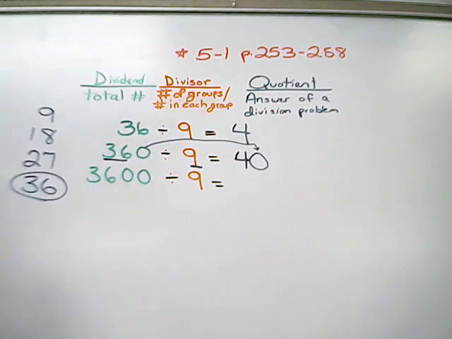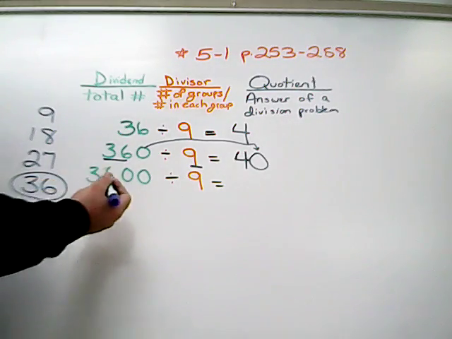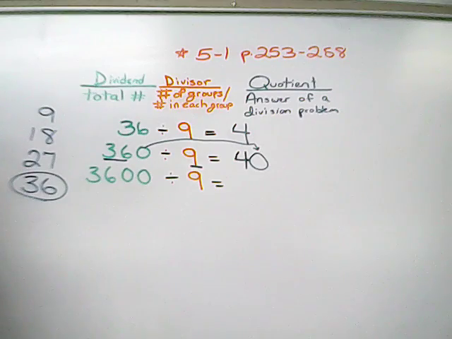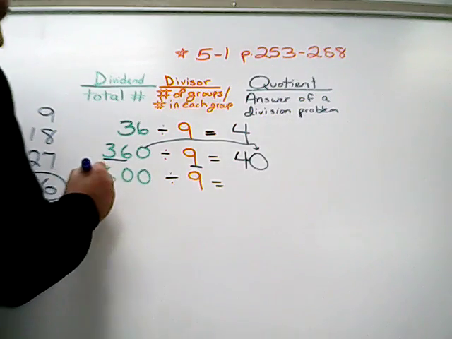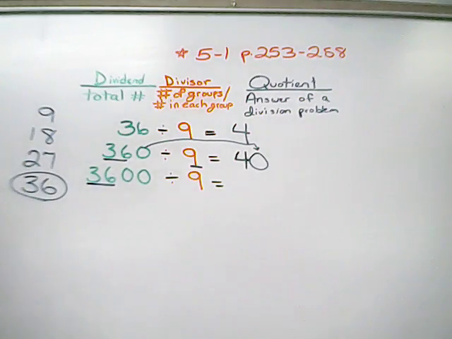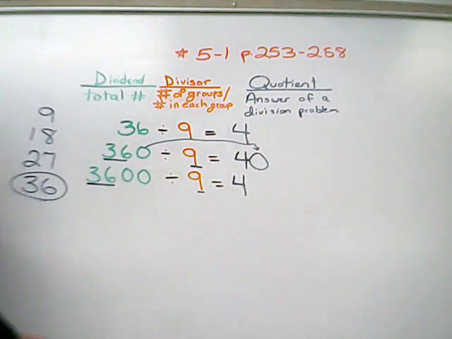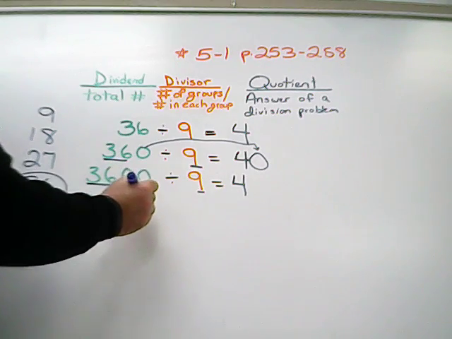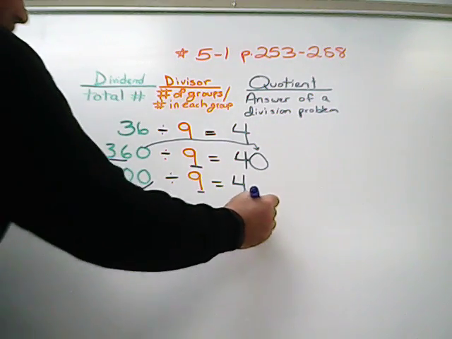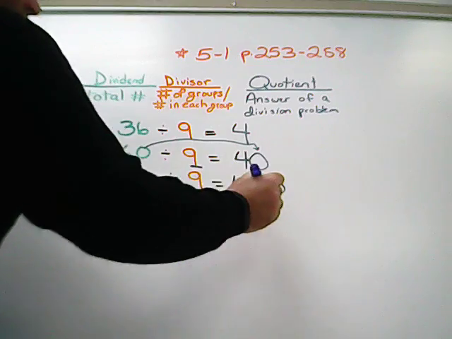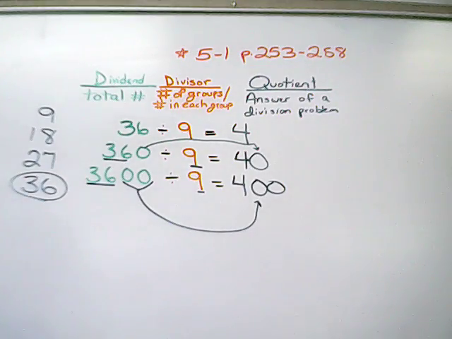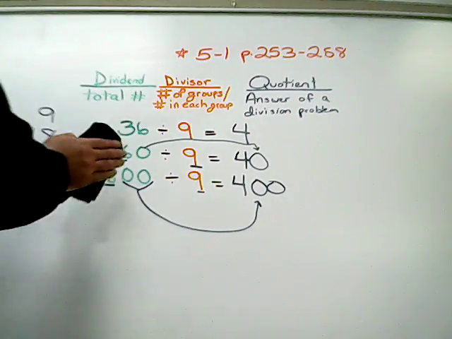Finally, I'm going to use the basic fact again for the problem 3,600 divided by 9. Buddy up my whole numbers. 36 divided by 9, again, is 4. This time, however, I have 2 zeros that I'm going to bring to the end to get a quotient of 400. Hopefully that problem helps you out a little bit. Let me do 1 or 2 more examples for you to make sure that you have a good understanding of it.